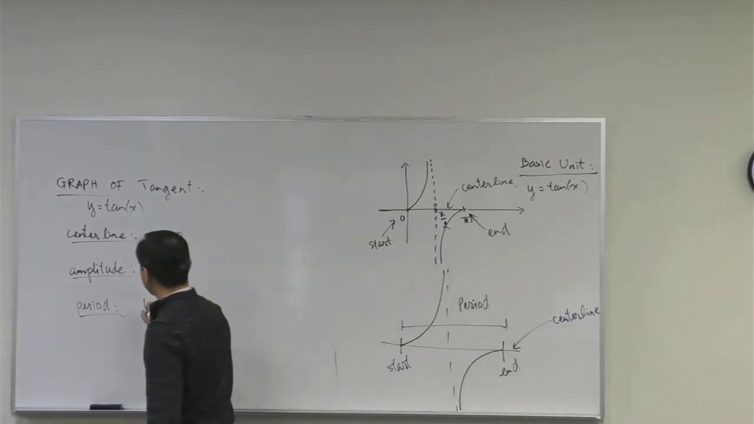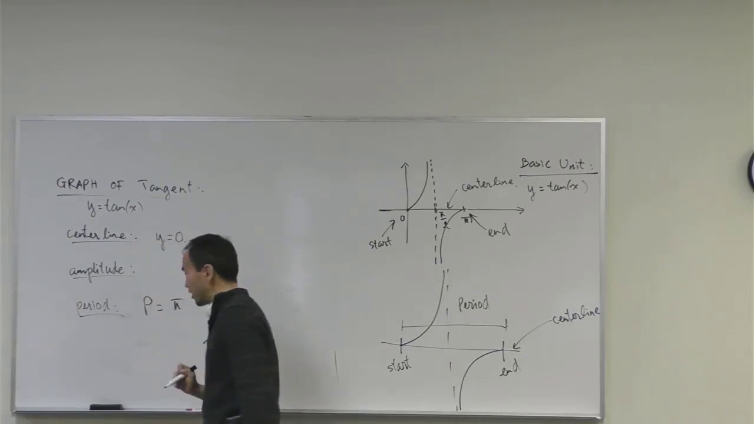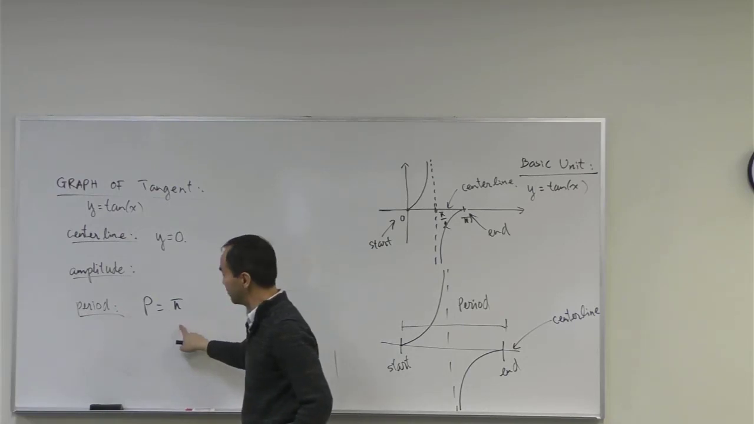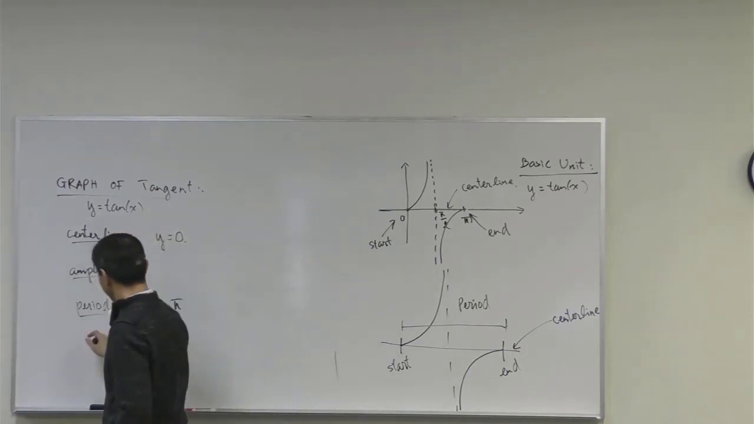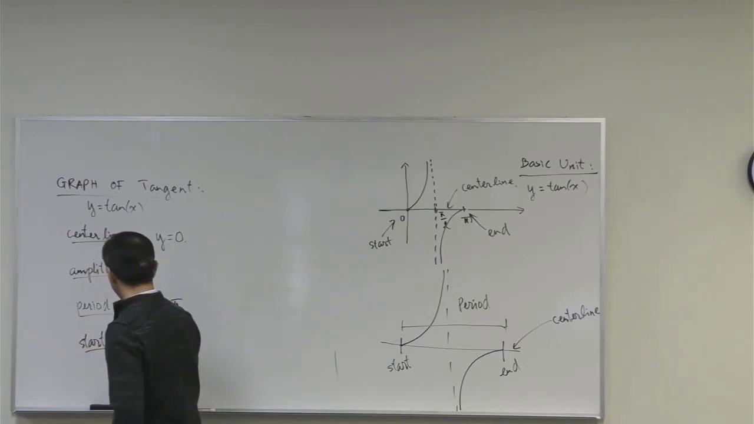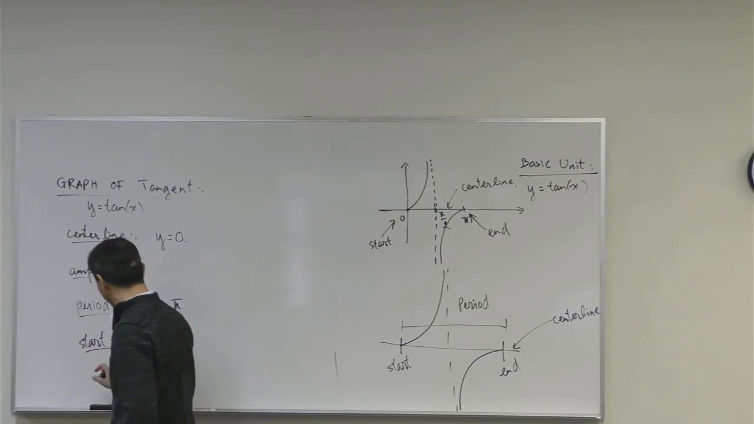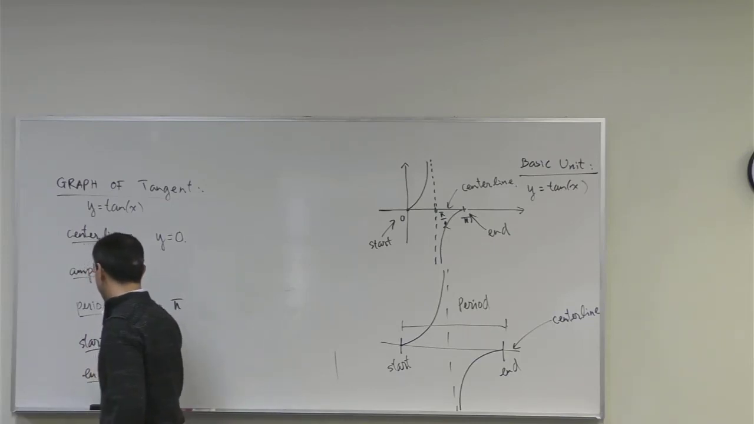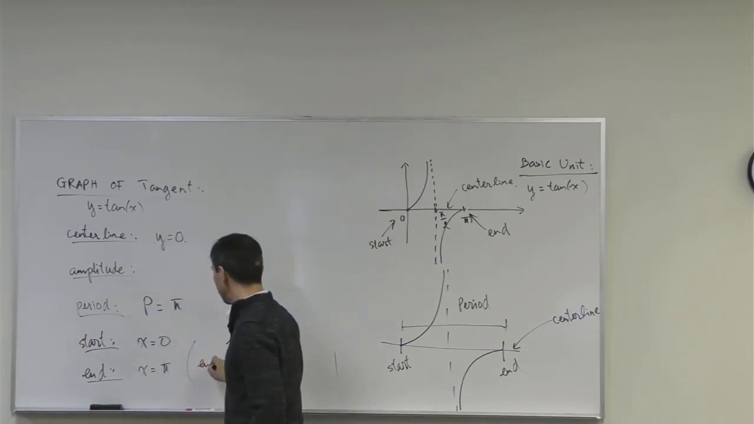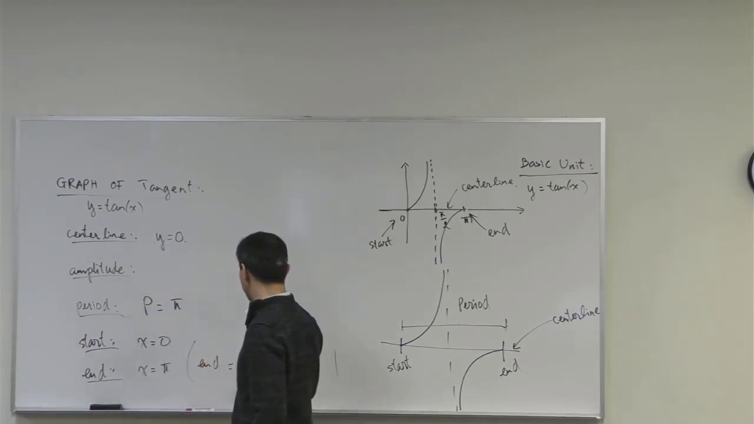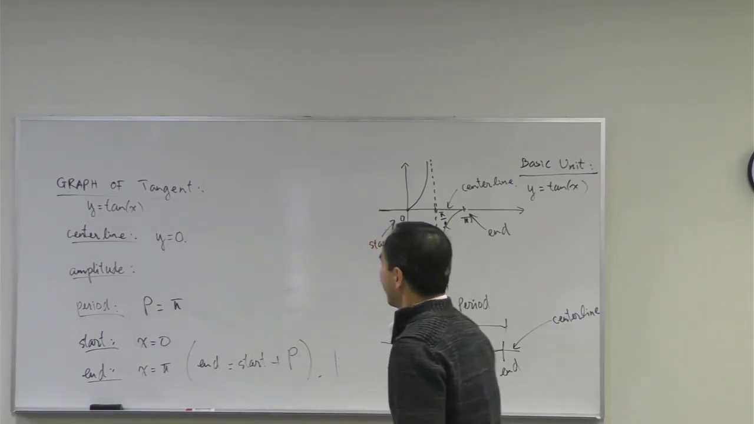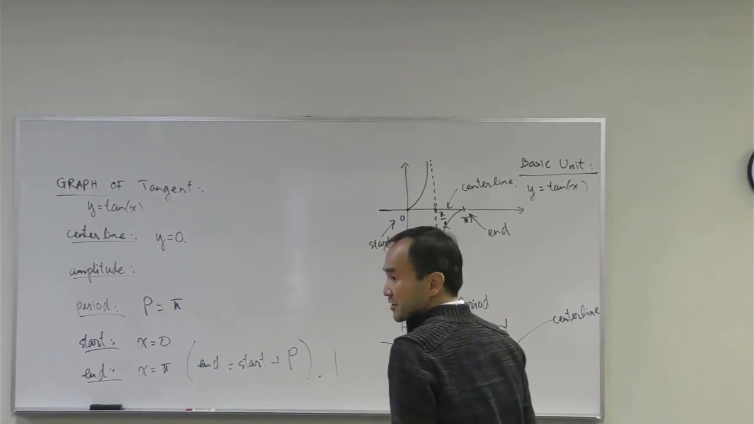Yes, this is the ordinary tangent. So unlike sine and cosine, this function takes a period of only pi, pi units. And then for this ordinary tangent, it starts at x equals 0, specifically, and we've got the end point at x equals pi. And this is simply because the end equals the start plus the period, for the ordinary tangent of x.